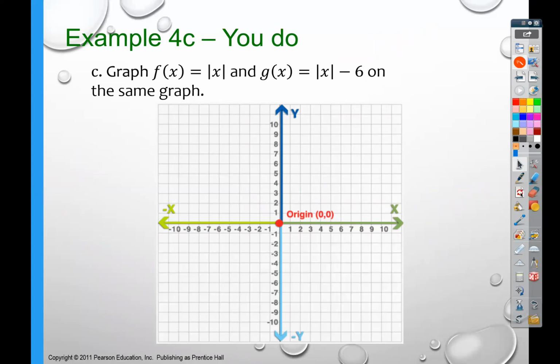All right, you go ahead and do this one. And you should have gotten that. So this translates down 6.